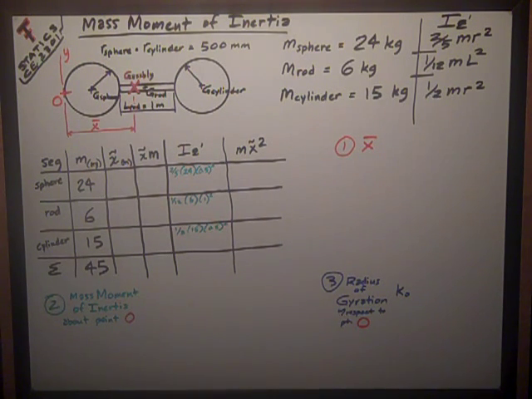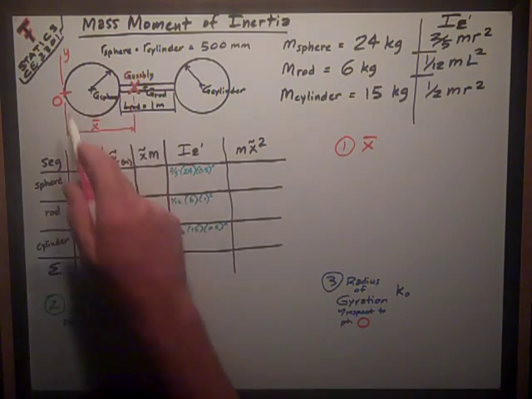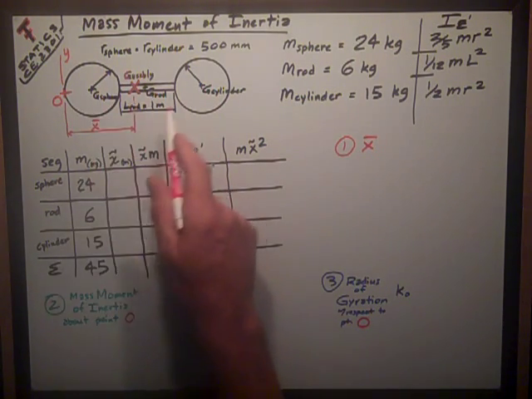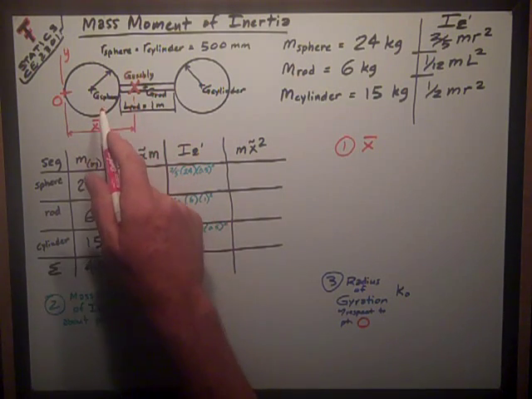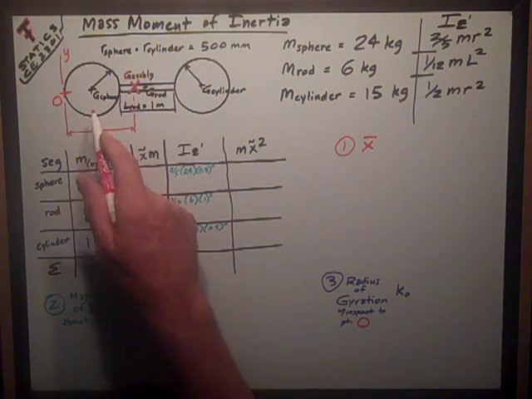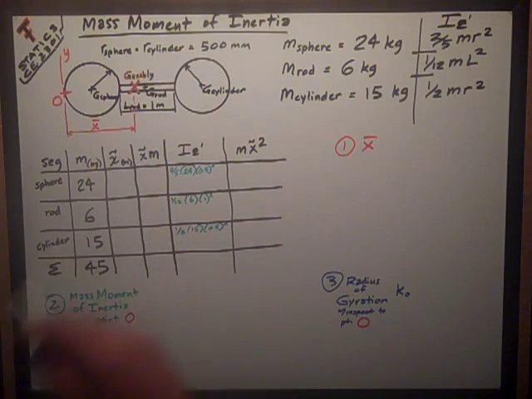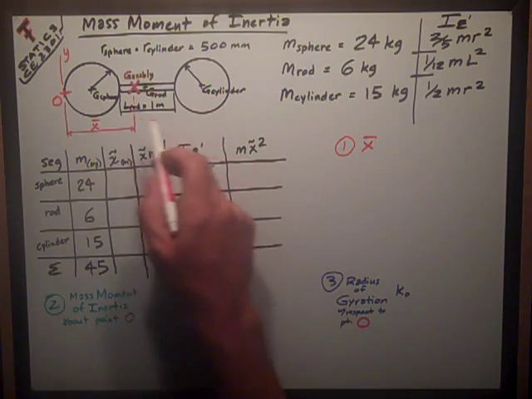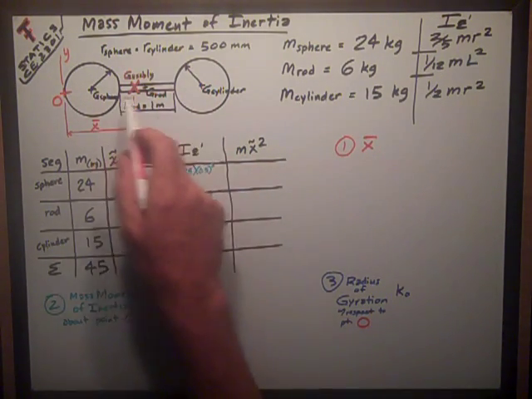This is a simple mass moment of inertia problem. It was from a sample quiz. What it consists of is an assembly that looks like a dumbbell, but it's really a sphere on the left side and a cylinder on the right side, connected by a rod.